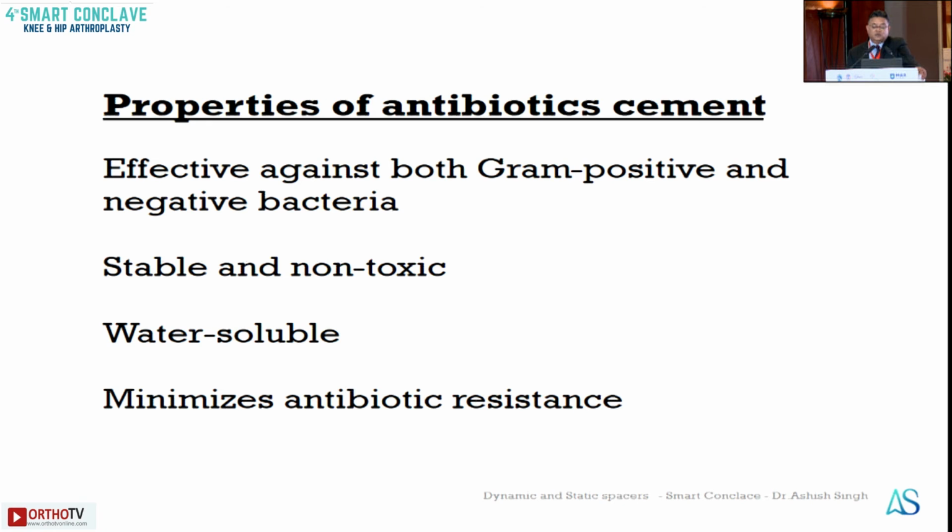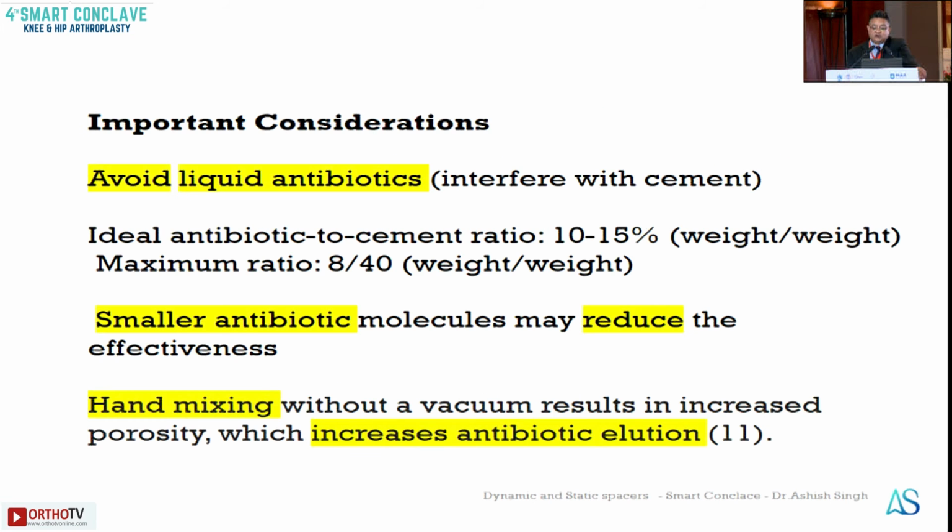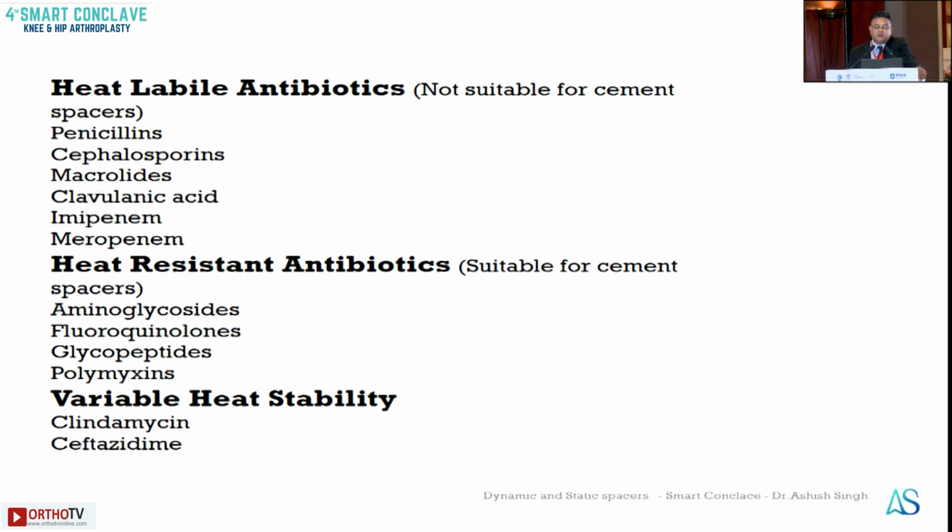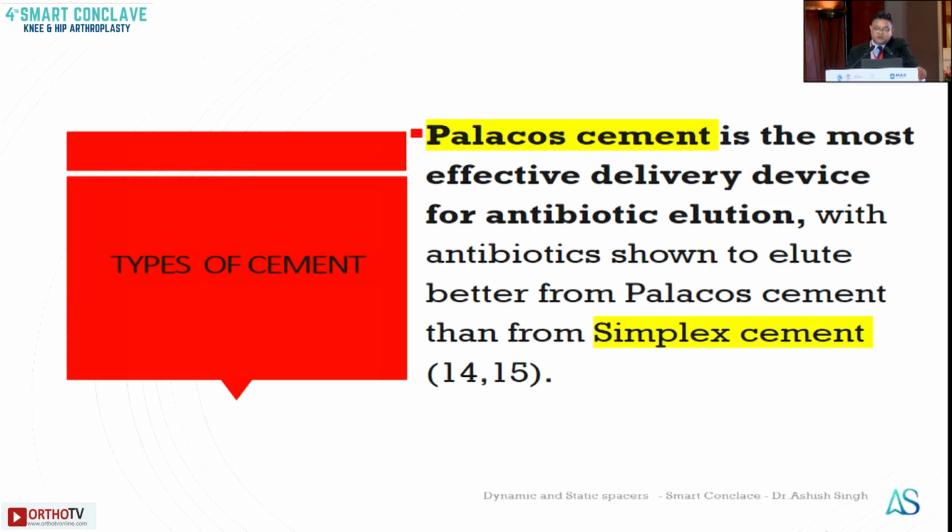So basically it should be stable, non-toxic, water soluble and minimize antibiotic resistance. So avoid liquid antibiotics. Vancomycin is good, but generally people take one vial of vancomycin, 500 milligrams, and take it from there. But ideally 1500 should be put. So we have to understand the cement, and preferably what I prefer is to use pre-mixed cement with antibiotics.